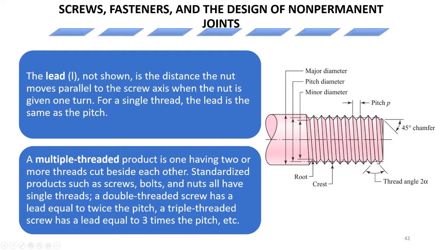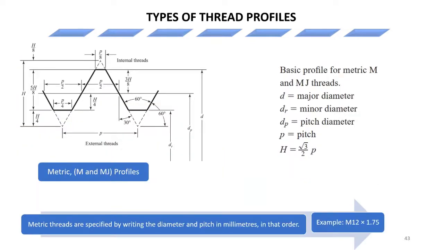If it is triple threaded, that is, we have 3 threads beside each other, that means that the lead is equal to 3 times the pitch, and so on. So it continues like that. Depending on the number of threads, the lead is equal to the pitch times the number of threads.